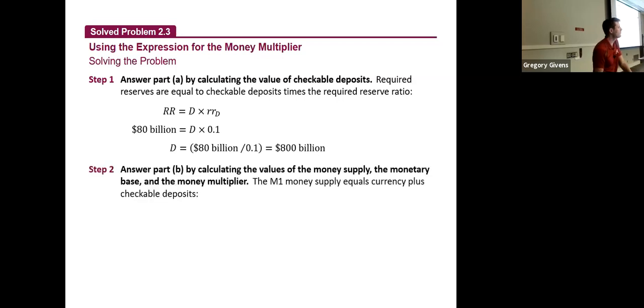Okay, how about the M1 money supply? So how do we measure the money supply? This should be super easy. It's just currency plus deposits, right? Well, we know what currency is. That was given in the problem. It is 400 billion. And in part A, we just figured out that checkable deposits was 800 billion. So the money supply is just 1.2 trillion. See how easy that was?